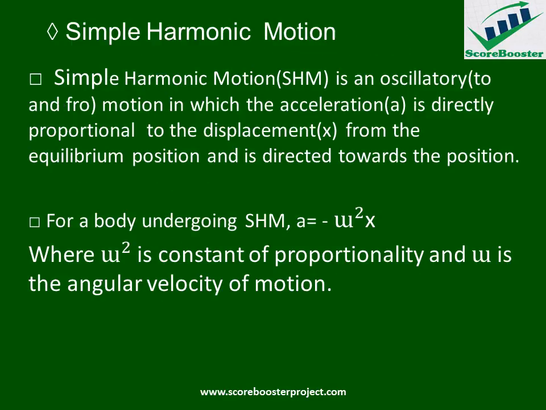simple harmonic motion. Now, when we talk of simple harmonic motion, that is SHM, it is the oscillatory, that is to and fro movements, in which the acceleration a is directly proportional to the displacement x from the equilibrium position and is directed towards the position. Now, for a body undergoing simple harmonic motion, acceleration a is equal to minus omega square x, where omega square is the constant of proportionality and omega is the angular velocity of the motion.